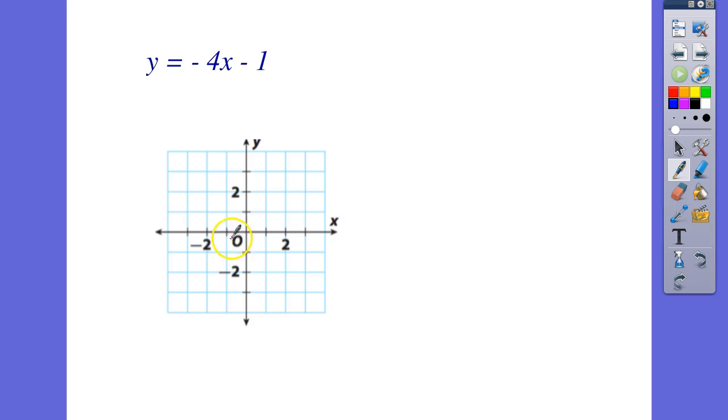This one is not in word problem context, but you will still apply the same steps in graphing your linear equation. First, check, is this equation in the form y equals mx plus b? So let's match it. Y equals negative 4x minus 1. Since y is by itself, that means this is in slope-intercept form.